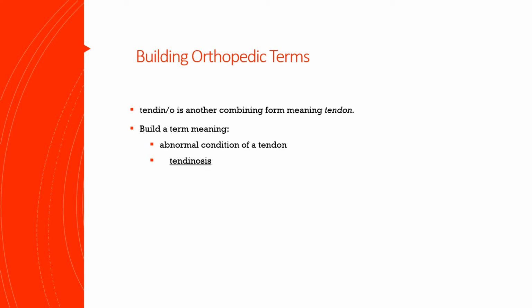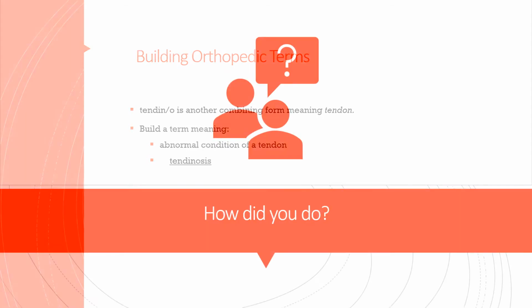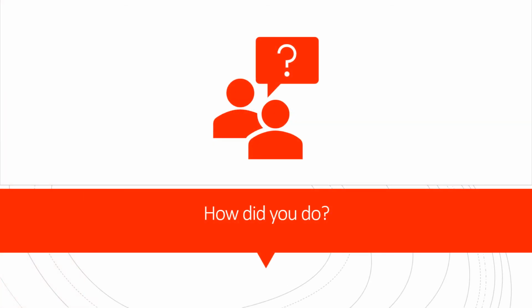Tendino is another combining form that means tendon. To build a term that means abnormal condition of a tendon, it would be tendinosis. So, how did you do? Again, remember that the best way to learn this material is to try it on your own and then come back to the video to see how you did.